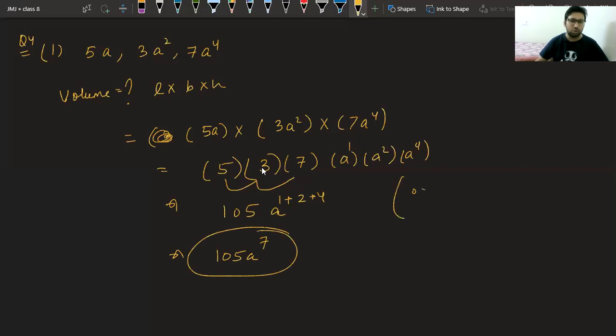You can give the reason also, because we have studied a power m into a power n is equal to a power m plus n. This is the identity that we are using, class. If bases are same, powers will add. This is the property of exponents and power. Now I think you are able to understand the properties very well. This question, nothing much is left.